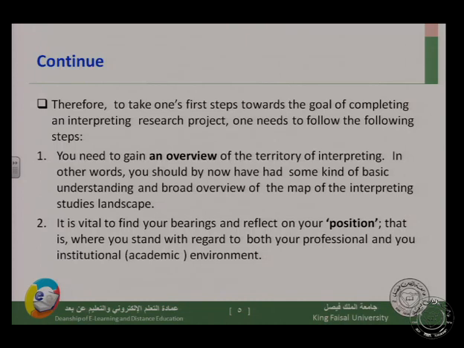you need to have some kind of an overview of the territory of interpreting. What we mean by an overview is to be able to say, okay, now I know interpreting, I know translation and interpreting. I know what it means. I know the types of interpreting according to setting, like business interpreting, community interpreting, conference interpreting, and so on and so forth.